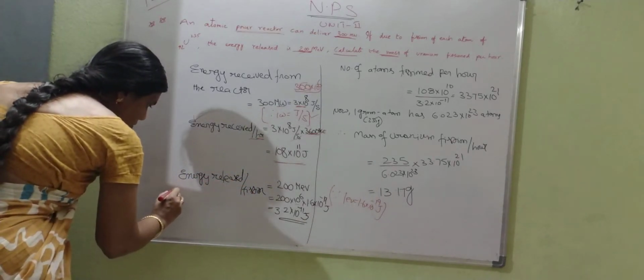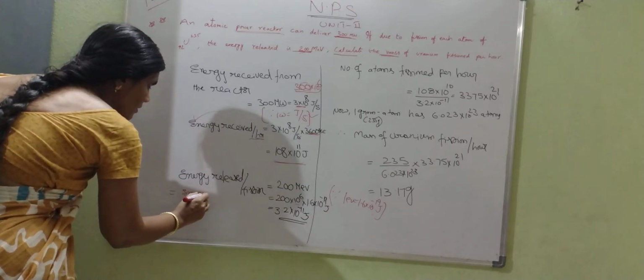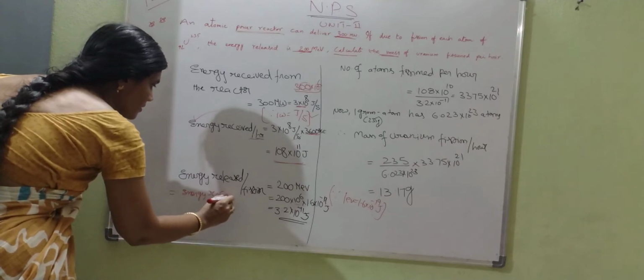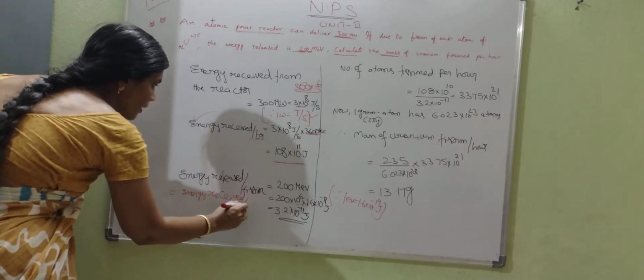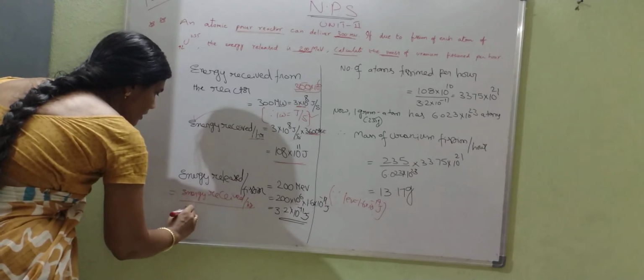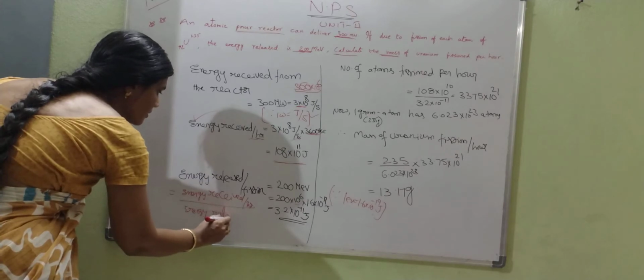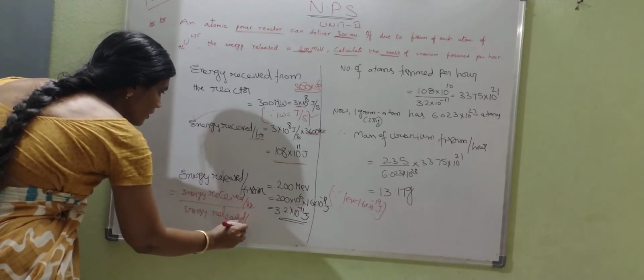Just I want to show: energy received per hour by energy released for fission.